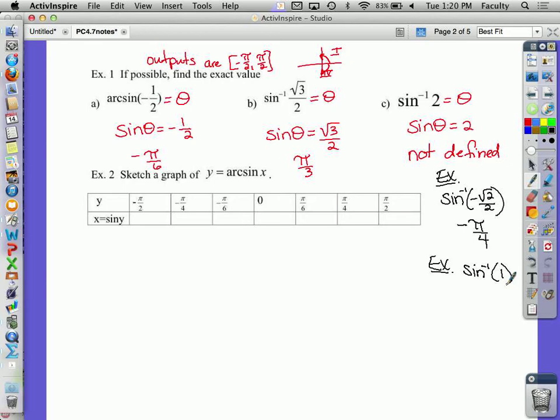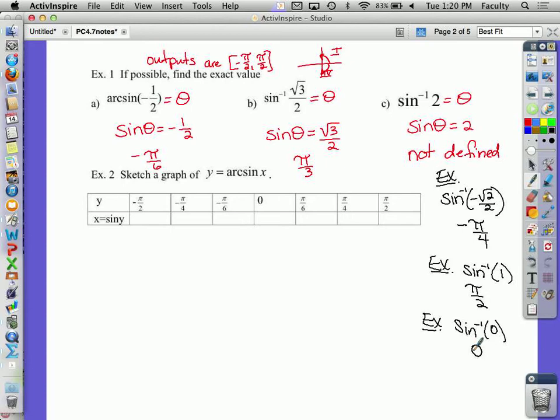How about inverse sine of 1? What would that be? Pi over 2. And how about inverse sine of 0? It's just 0, okay? Because the sine of 0 is 0.